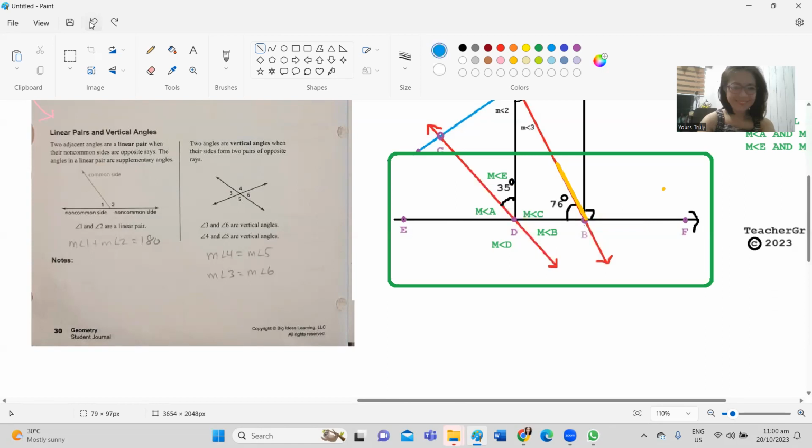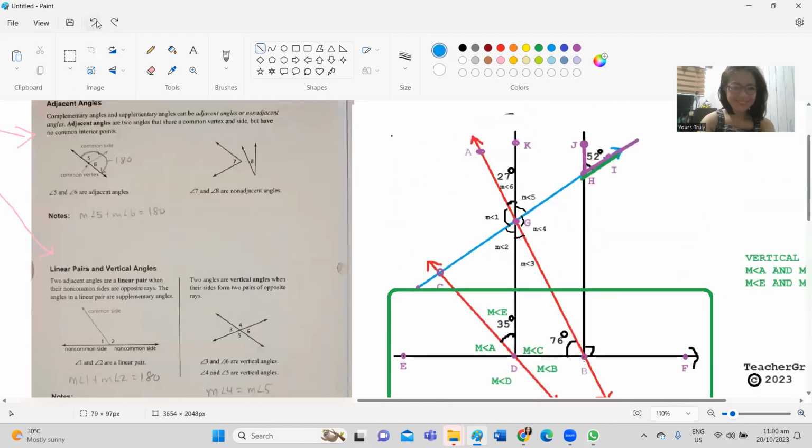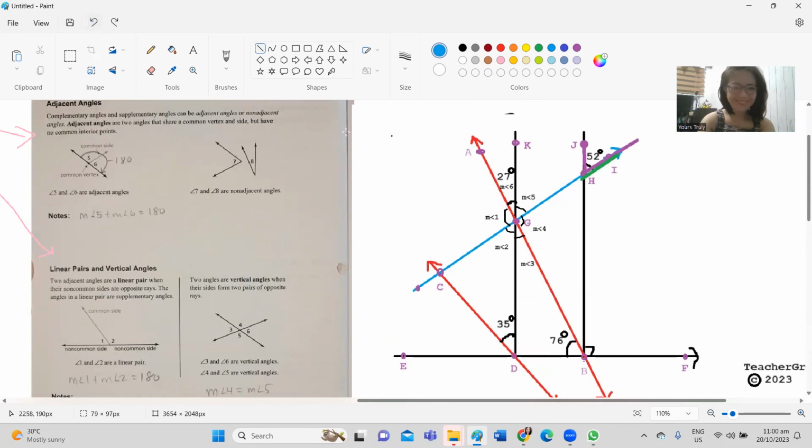Do you understand it now? Is it clear now? Can we have another example, please? Okay, sure, no worries. Let's try this figure. Can you name the vertical angles in this figure?